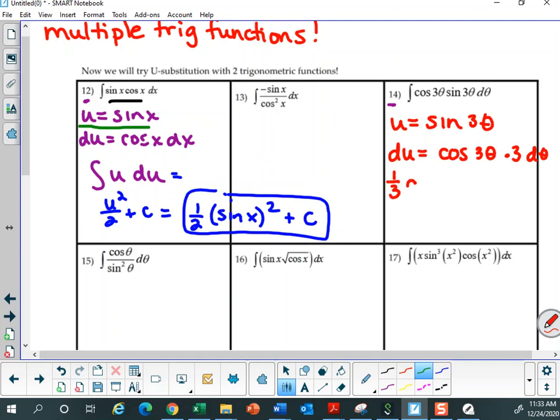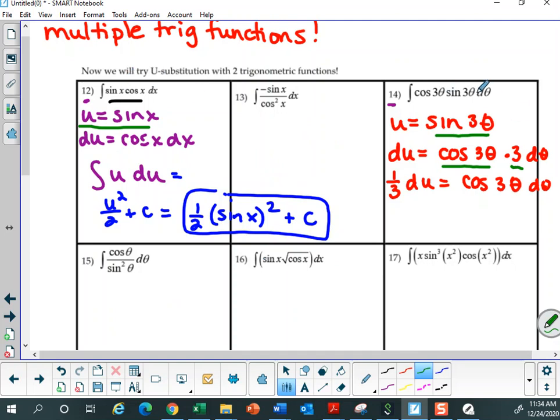So we will need a 1/3 with my du to make the substitution work. Okay. So you've got to watch for that. Depending on what your u looks like, your du may include a chain rule in these problems.